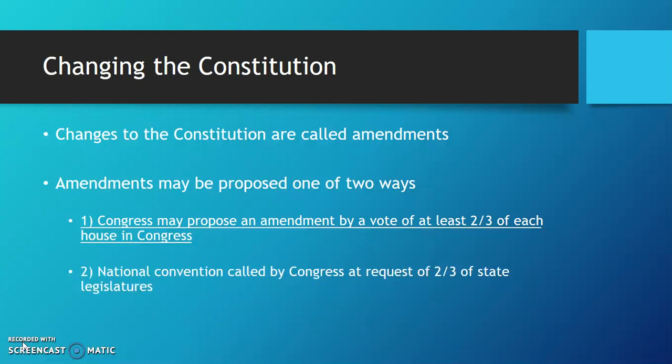The second way of doing this is calling a national convention by Congress at the request of 2/3 of the state legislatures. This has actually never occurred, but it is possible. So a national convention would essentially be elected members who would get called by Congress if 2/3 of the states agreed with it, and they would propose an amendment or a change to the Constitution. Once again, that has never occurred.